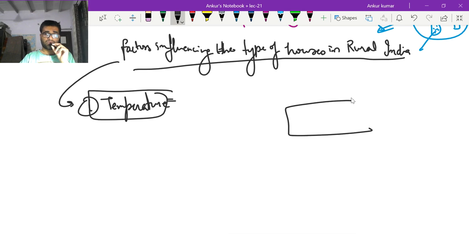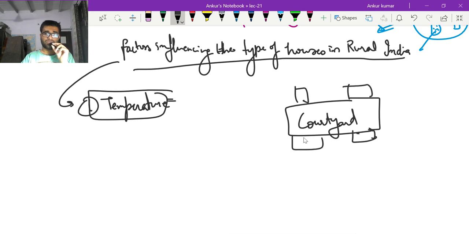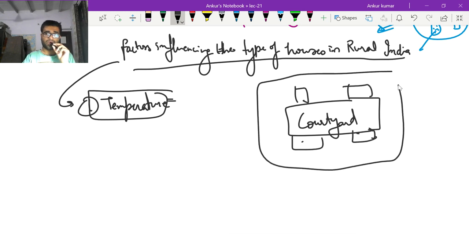Let us say this is the courtyard here. In the rural houses, around this courtyard the rooms are made, like that. So this is something of the morphology of the houses.